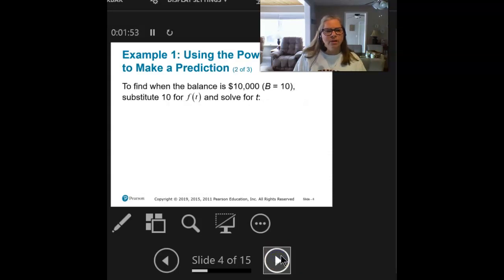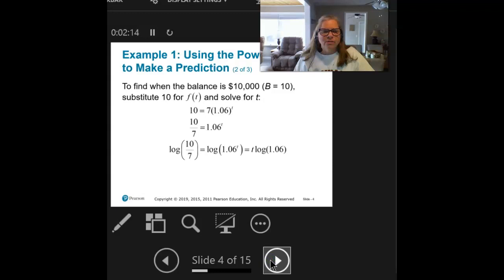So to find when the balance is equal to 10,000, we will set B equal to 10, since we know our answer will be in thousands. We will say 10 is equal to the 7,000 we started with times 1.06 to the t. We divide each side by 7. And then we have the log of 10/7 is equal to the log of 1.06 to the t.